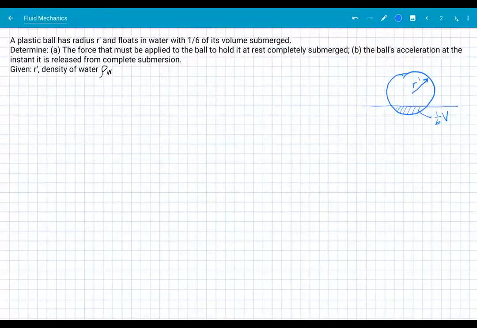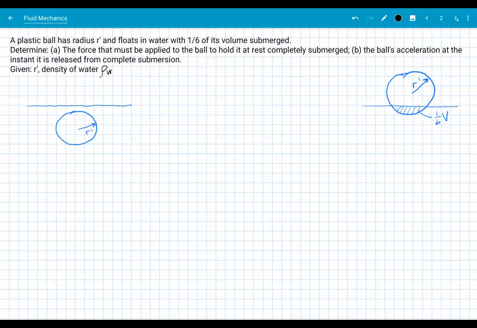Okay, so we're given r prime, the radius of the ball, and the density of water. Let's turn our attention to part A here. Now we're thinking about the ball being totally submerged in the water. So say here's the surface of the water, and now I've got it completely submerged, radius r prime. In order to do that, I know that there has to be an applied force on it, because the ball's not going to do this by itself, right? If left to its own devices, it'll float with 1/6 of its volume submerged.